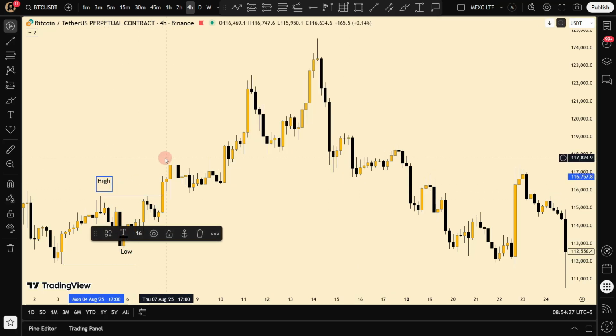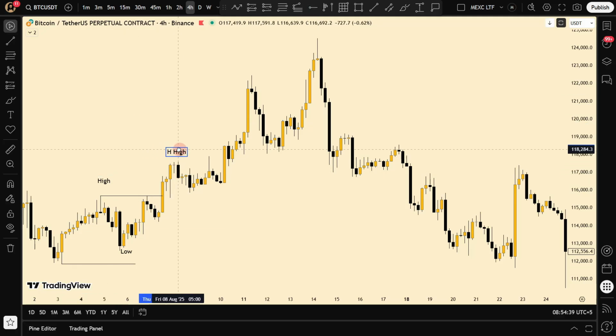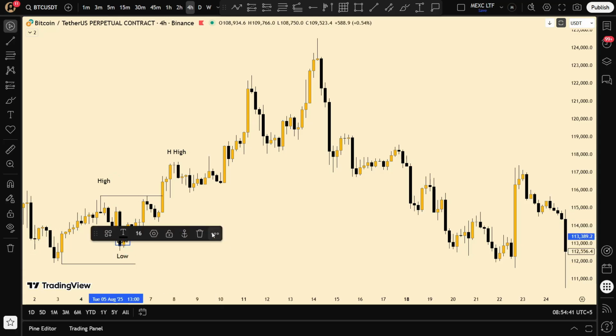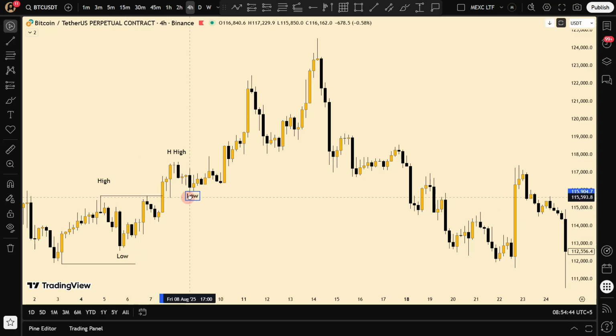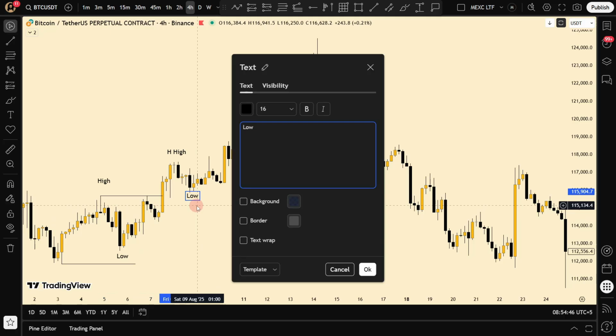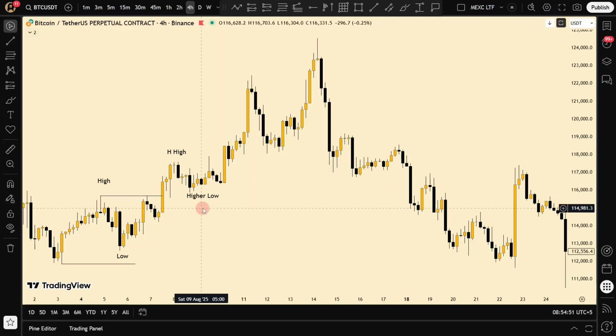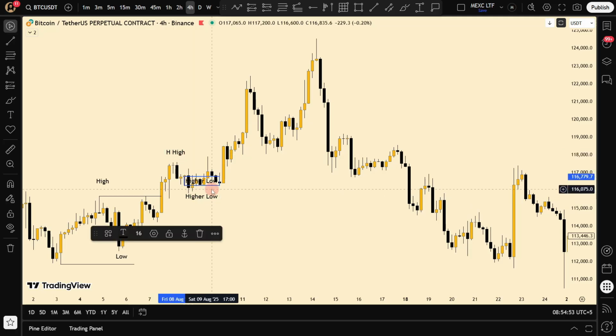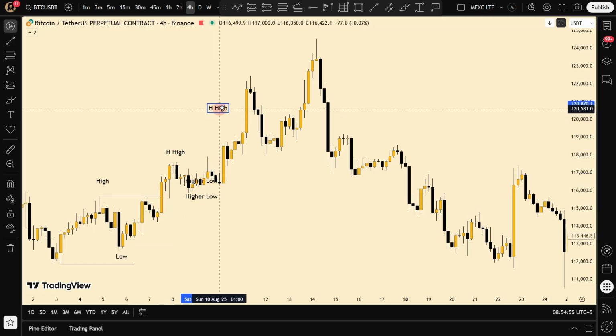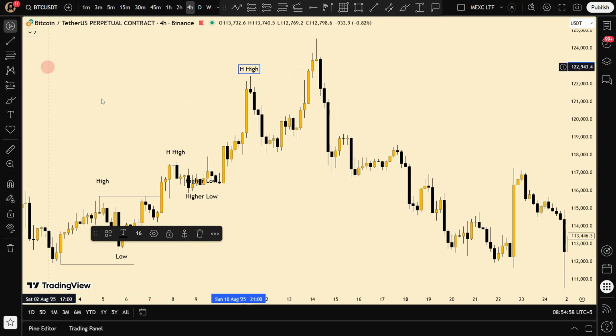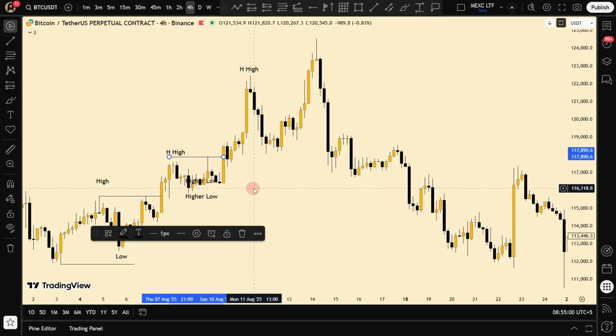And once you break structure above, you have what? You have a higher high. I'll just call it HH. This is a higher high. And this would be your higher low. Higher high, higher low. Copy this, copy that, and go to the higher highs again. Higher swing highs, right? Just mark the swing highs.